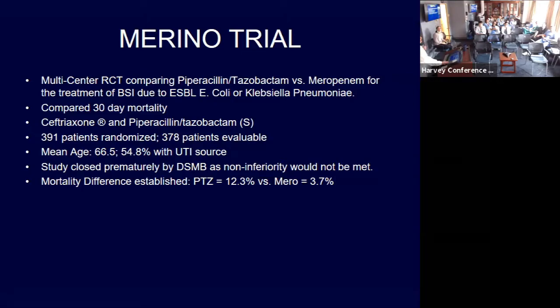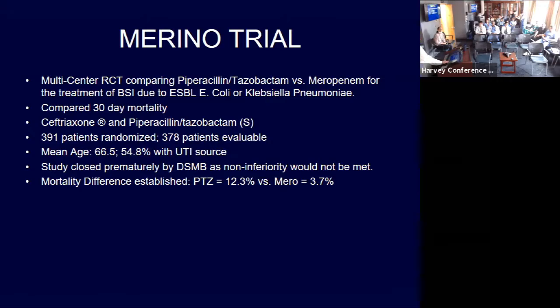But the bottom line is, for many years, when ESBLs were first recognized, we would often see that they're susceptible to piperacillin-tazobactam, and we'd say, maybe we can get away with it, and we don't have to be as broad with our carbapenems and treat with piperacillin-tazobactam. And the Americans weren't brave enough to do this study, but the Europeans were brave enough to do this study.